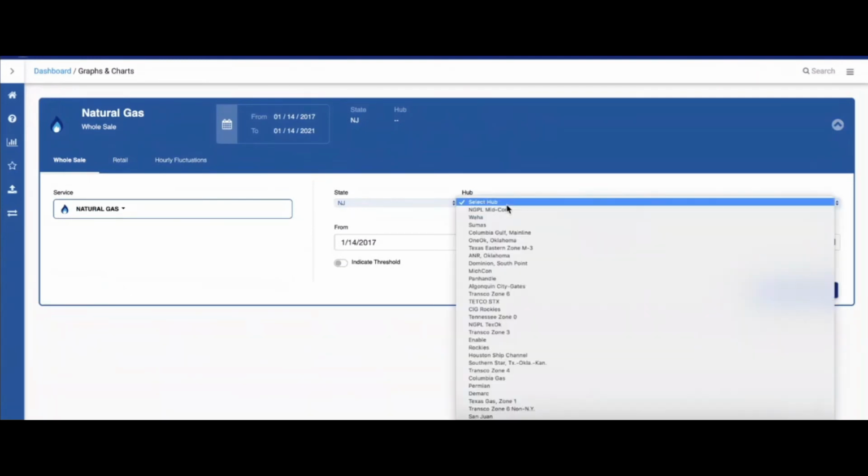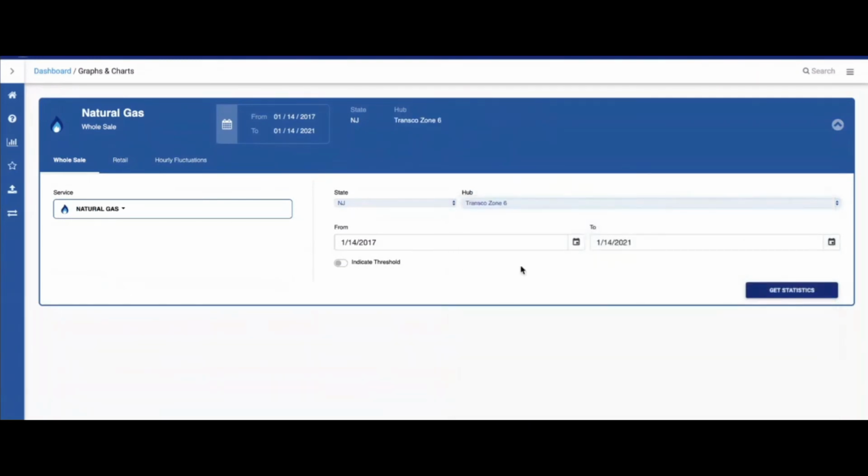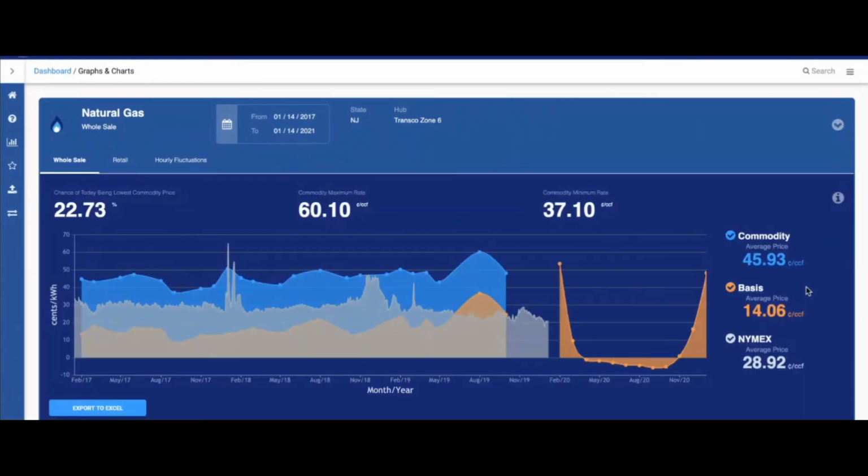You can select the hub, and that's commodity basis, and it's a total NYMEX and basis, and that's the sum. So this is the graph. This is actually the 3 charts. The blue is the commodity, it's the sum, and the NYMEX, and the basis is the orange.